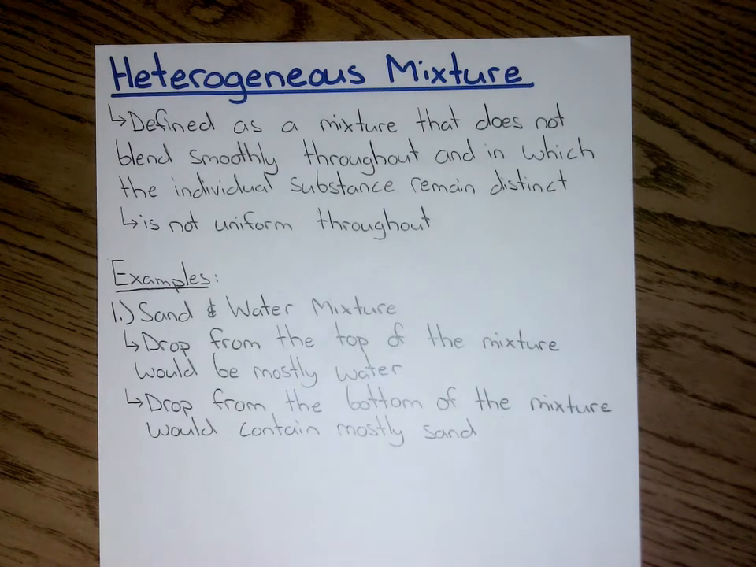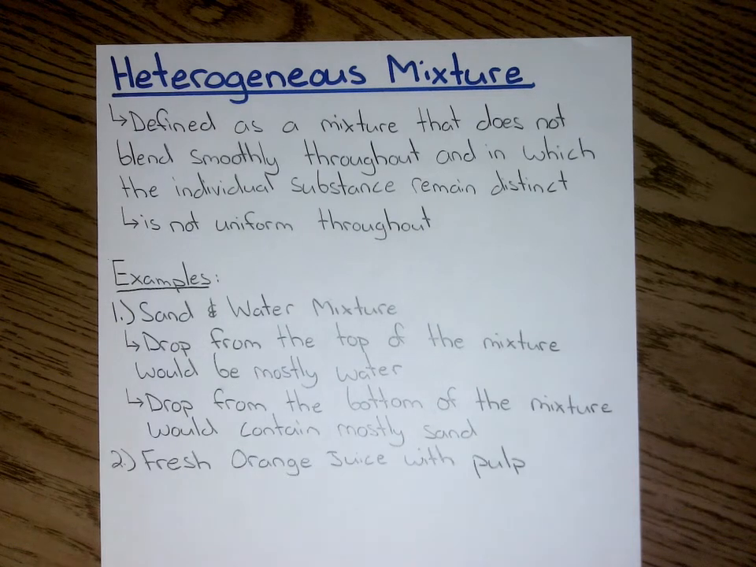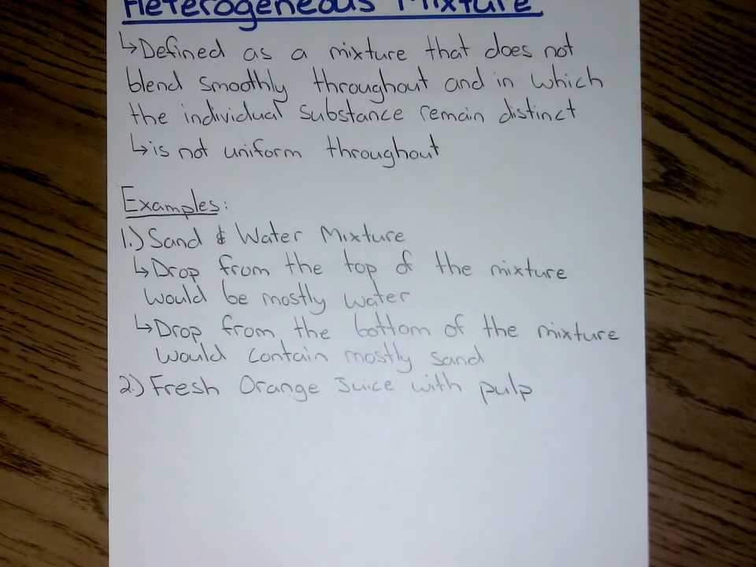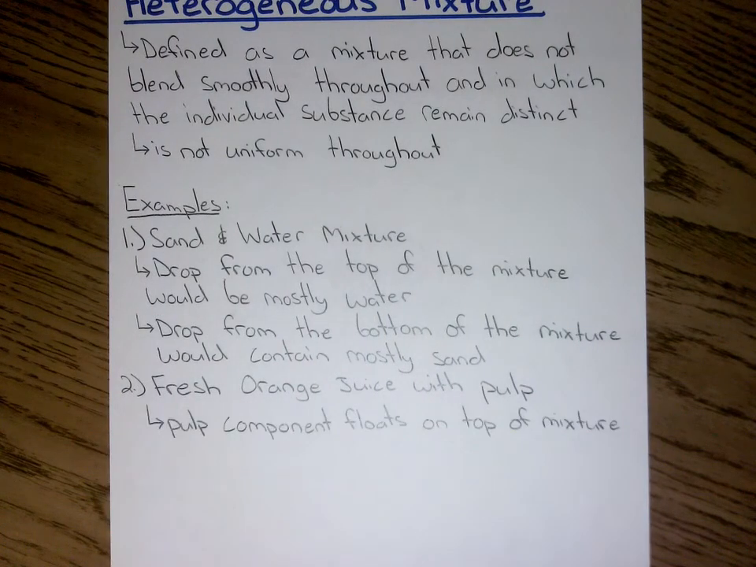Another good example would be fresh orange juice that contains pulp. In most cases with orange juice with pulp, the pulp itself is going to float to the top of the mixture. The juice component of the mixture would be below the pulp.